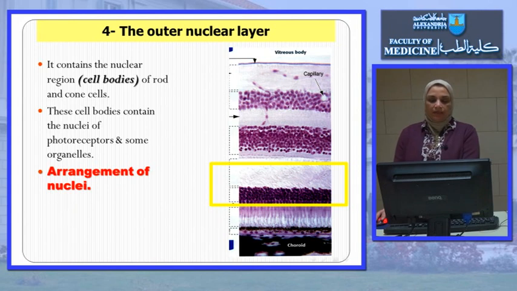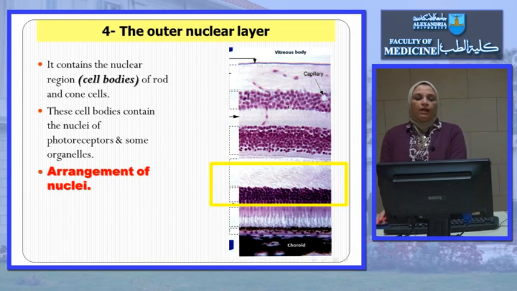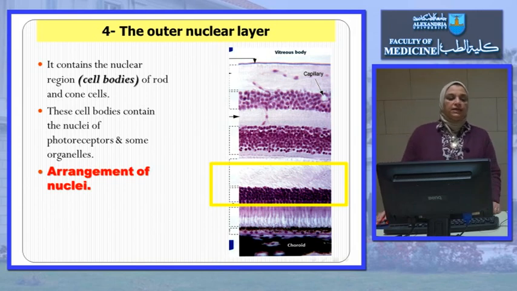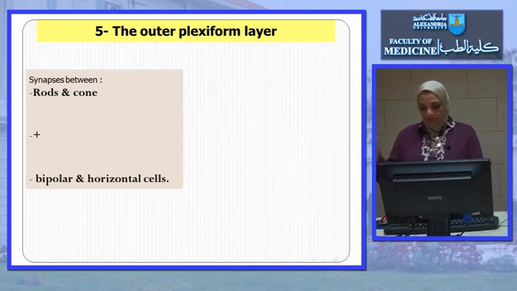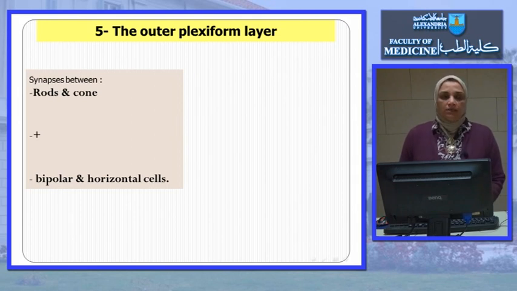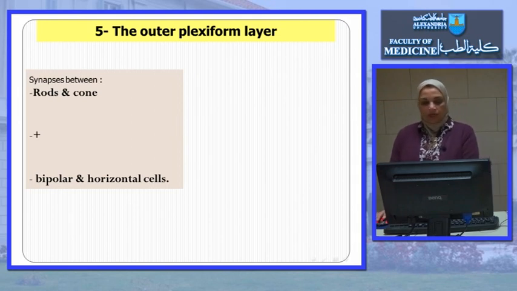Then what do you expect? Outer what? Outer plexiform layer. The outer plexiform layer, or layer number 5, is synapses between which parts? The axon terminals, the synaptic contact terminals of rods and cones, together with the dendrites of the bipolar cells and the processes of the horizontal cells. So the plexiform layer is the synaptic contact between the axon terminals of rods and cones and the dendrites of the bipolar cells with the horizontal cell.